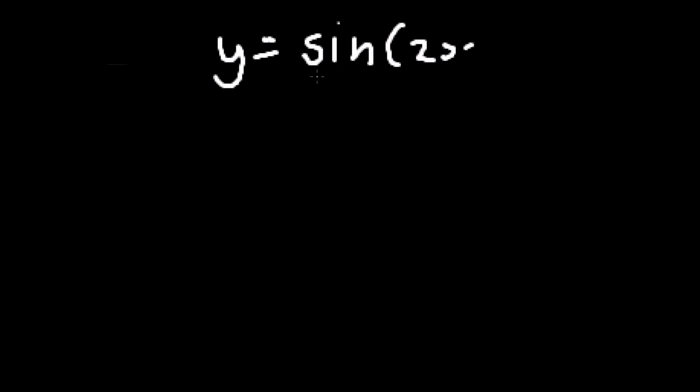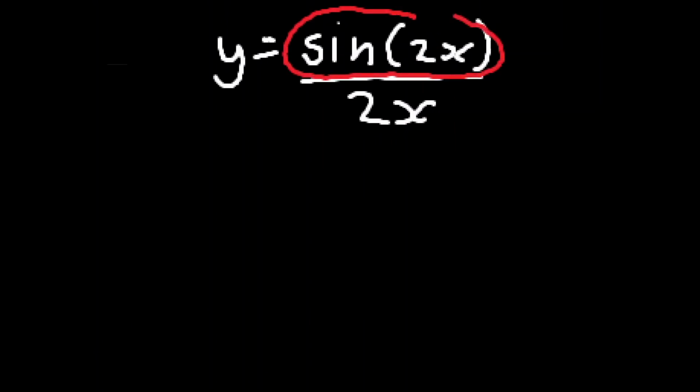We are trying to find the derivative of y is equal to sine 2x all divided by 2x. Now, looking at this, we see that there's one function at the top, that's the sine 2x, and another function down the bottom, that's the 2x down there. So you can use the quotient rule.